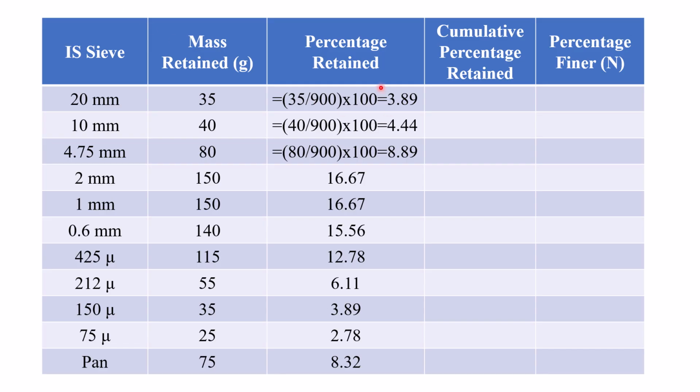First, calculate the percentage retained for the first sieve. 35 gram is retained out of total 900 grams. Then 35 by 900 into 100 equal to 3.89. Similarly, 40 by 900 into 100 equal to 4.44 and so on. Repeat the same for the remaining values. Then calculate the cumulative percentage retained.